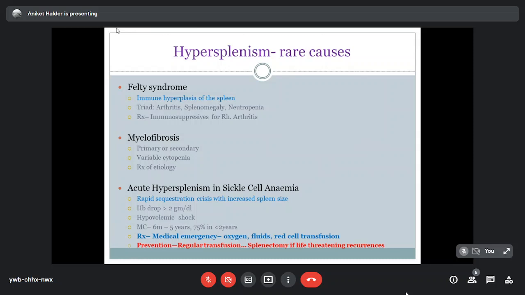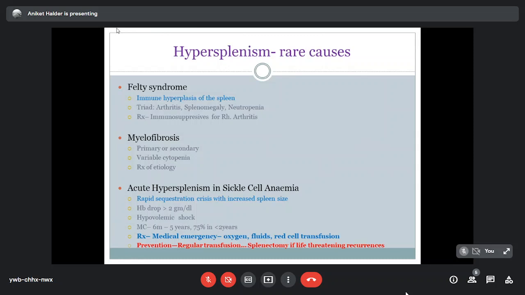So there is a rapid sequestration crisis in which the sickle cells, the cells which contain the abnormal sickle type of hemoglobin, when they enter the spleen, undergo oxidative stress and rapidly sickle. And this sickling causes rapid sequestration and entrapment in the spleen, causing a sequestration crisis with rapid increase in spleen size and a rapid hemoglobin drop of more than 2 grams per dL, causing hypovolemic shock.